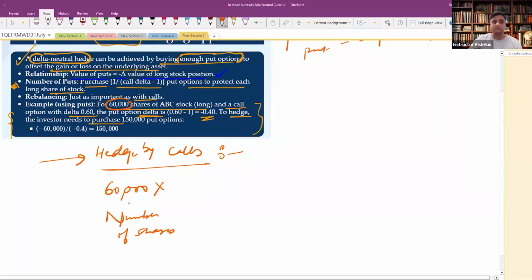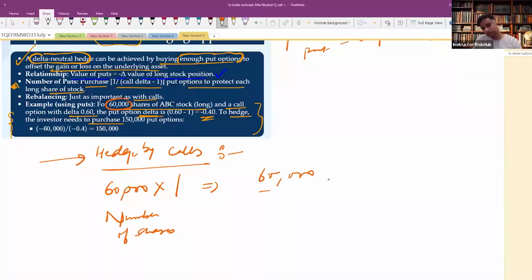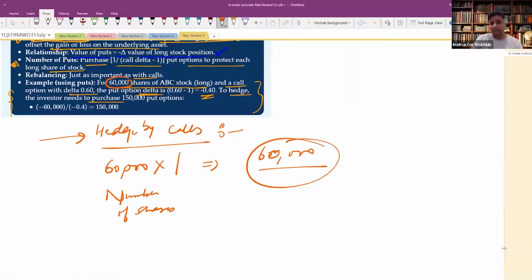What's the delta of a share, guys? You know that, right? What's the delta of shares? Come on, guys. Delta of a share is 1. Everybody knows the delta of a share is 1. Yes or no? So my existing position is 60,000. What 60,000 delta? My existing position is 60,000 delta.